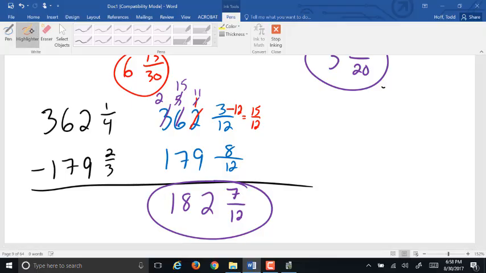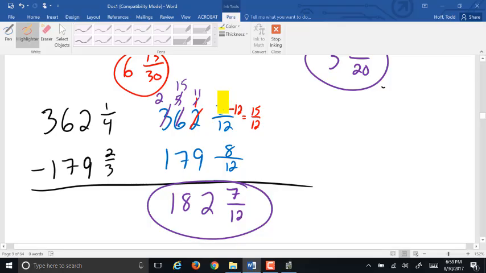Now, before I move on, I'm going to pause here for a second. Does anybody have questions as to where the 3/12 and the 8/12 are coming from in the original fractions? Okay.